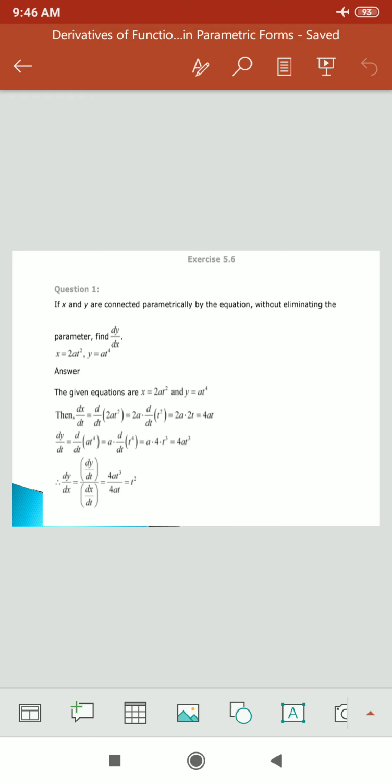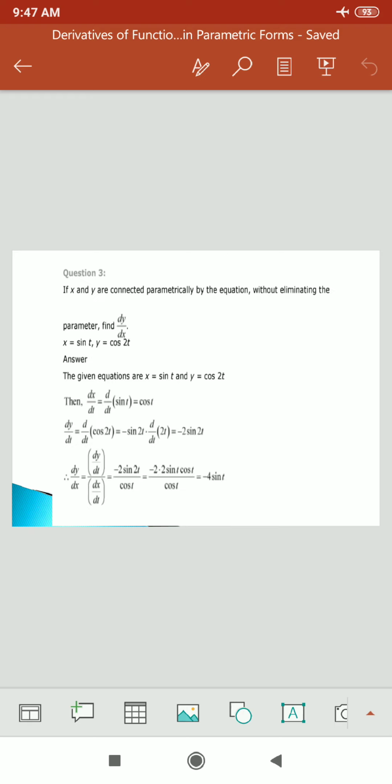In the same way we can solve the rest of the questions, or whatsoever the question is asked to you, you can simply solve that. The steps are: firstly we differentiate both the equations with respect to the given parameter, then using chain rule we will find dy by dx. Like our next question number 3 of your exercise is, you have to find dy by dx where x and y are expressed parametrically. X is given by sine of t and y is given by cos of 2t.